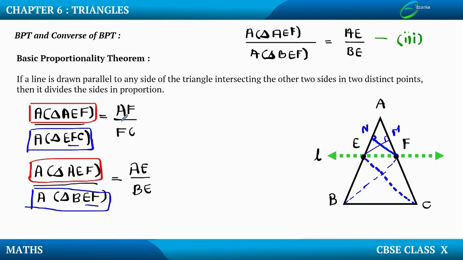That is, the LHS is same now. Therefore, we get RHS equal. So we can say that AF upon FC is equal to AE upon BE. So this proves the basic proportionality theorem, that if a line is drawn parallel to any side of the triangle intersecting the other two sides in two distinct points, then it divides the two sides in proportion.